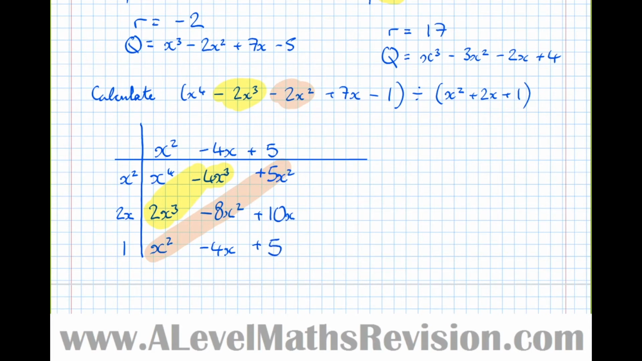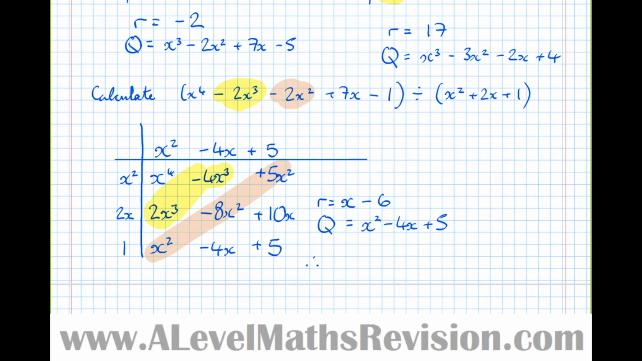And let's look at what we need now. We need 7x's, but we've got 6. That means there's an extra x, so the remainder has an x in it. And we've got plus 5, but we need minus 1. Take 6. The quotient is x squared minus 4x plus 5.